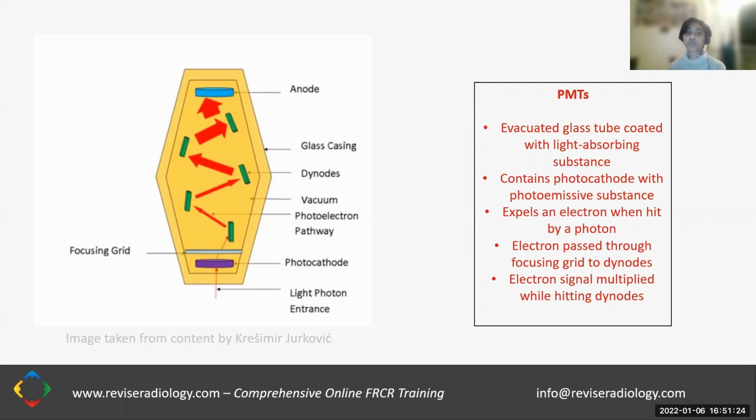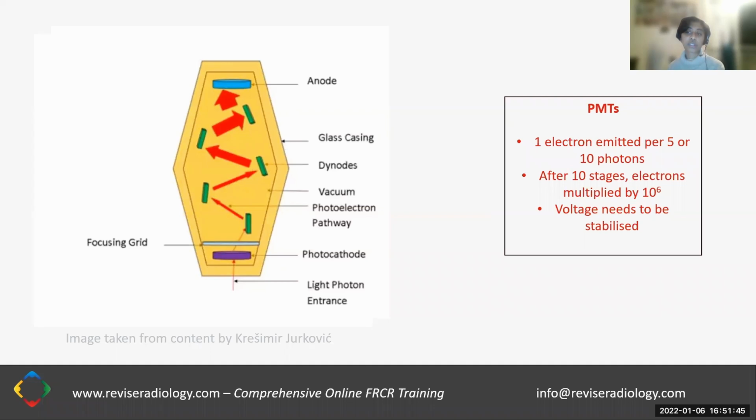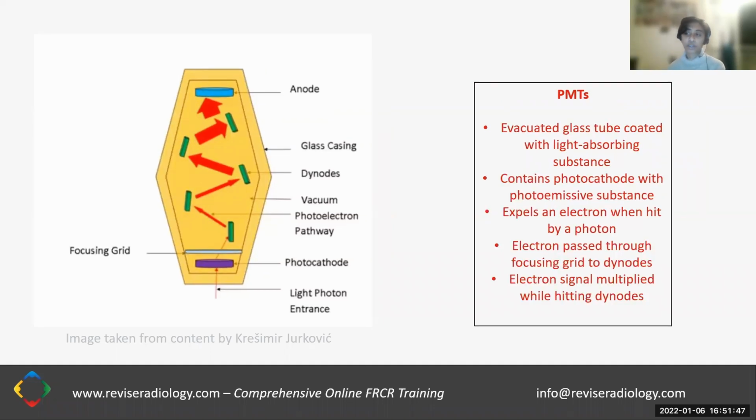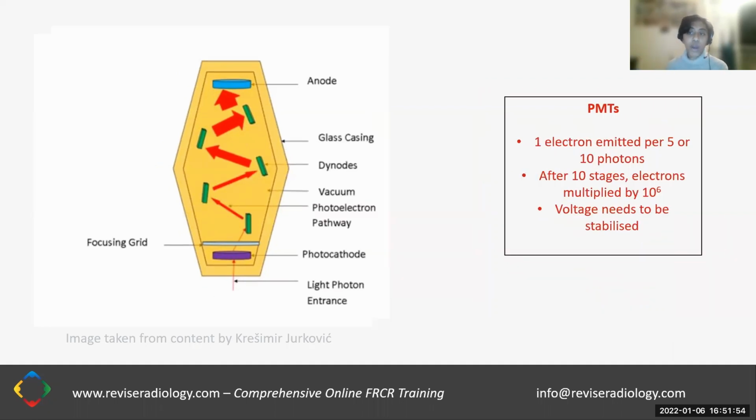The electron is passed through a focusing grid. The focusing grid is just a number of electric and magnetic fields which are going to guide the electron through the photomultiplier tube. All along the tube, there are stations set up which are called dynodes. Each electron will hit a dynode, and when it hits the dynode, around 4 electrons are produced. Then these 4 electrons will be carried to the next dynode, and on and on until they hit the anode. So 1 electron is emitted per 5 or 10 photons received.